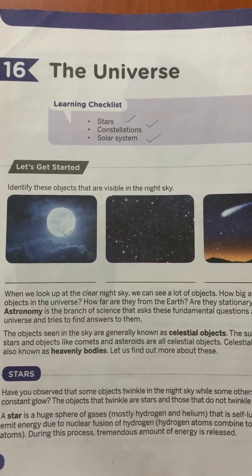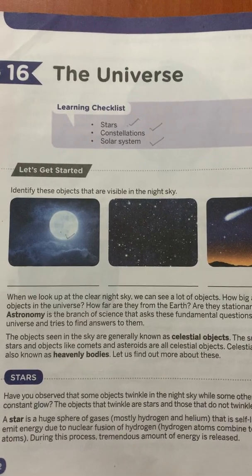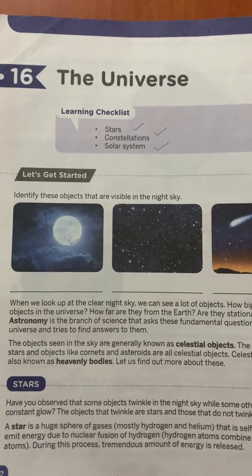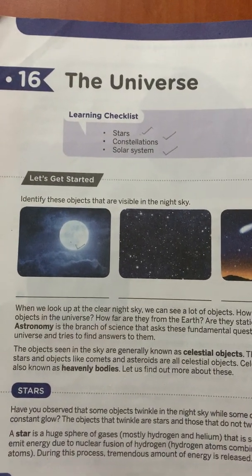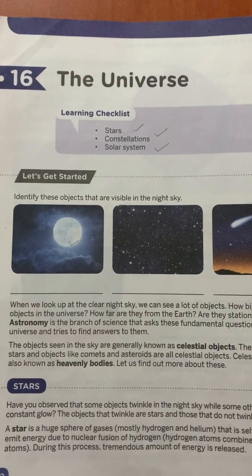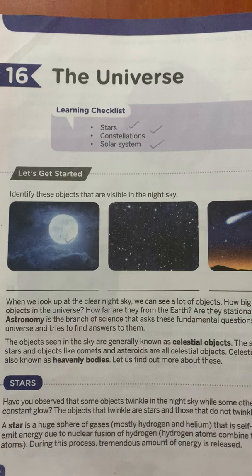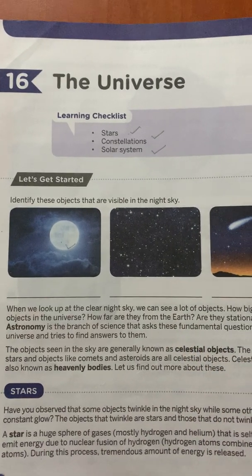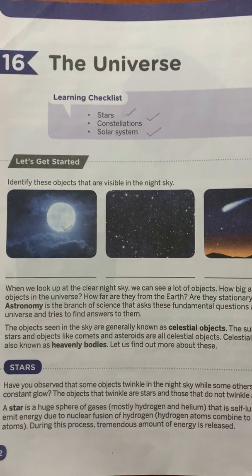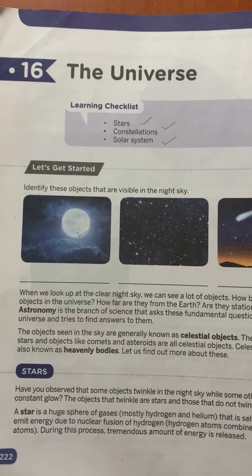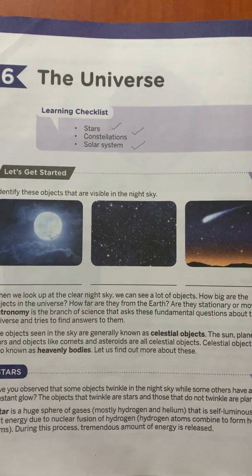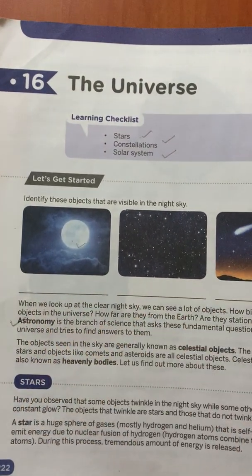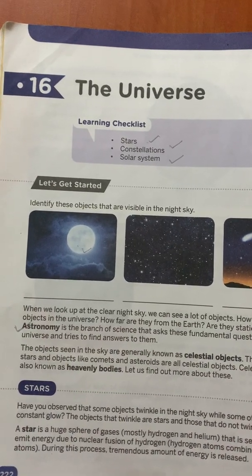So science is divided into numerous branches. Which branch of science deals with space or the universe? There are a lot of questions about it. When we look up to the sky, we see a lot of objects. How big are these objects? Astronomy is the branch of science which deals with the questions about the fundamental objects of the universe as well as the study of space and the universe.